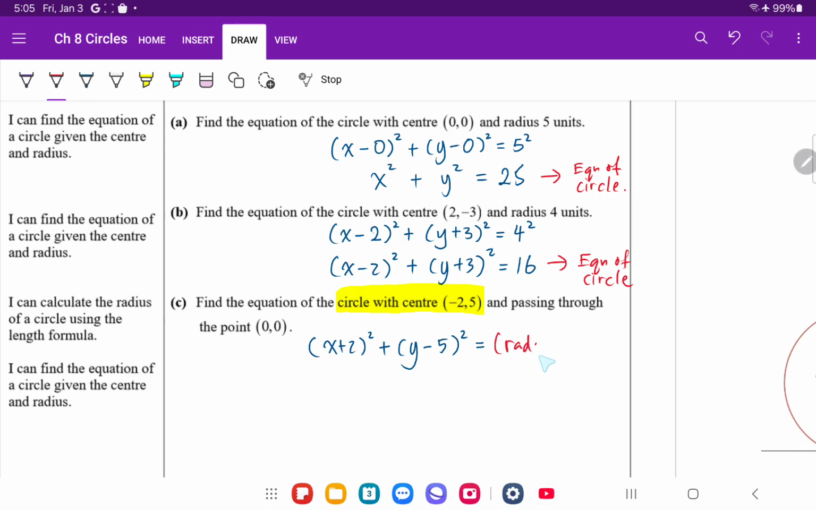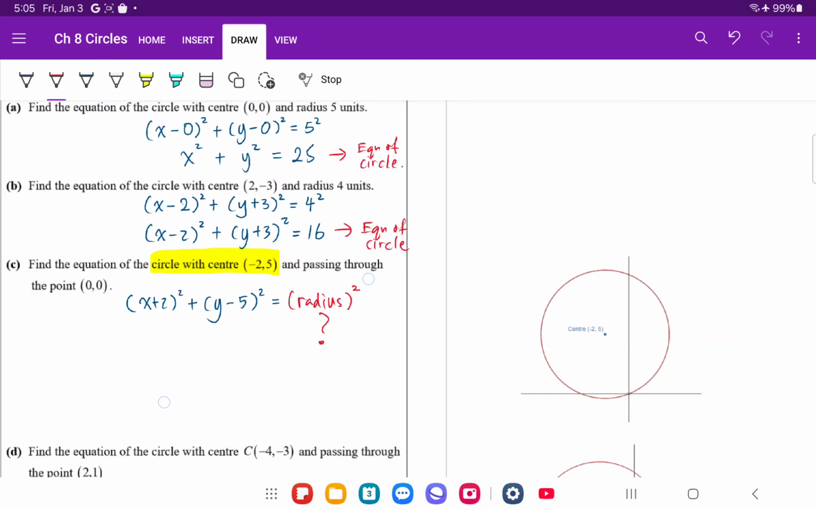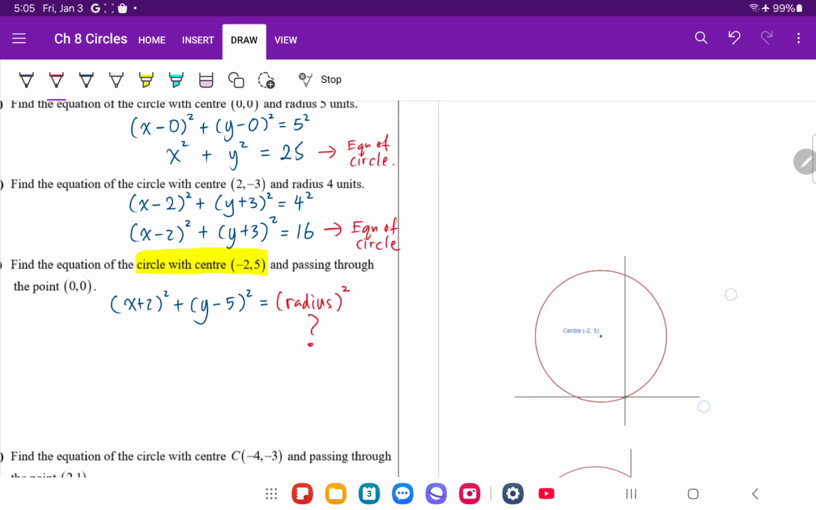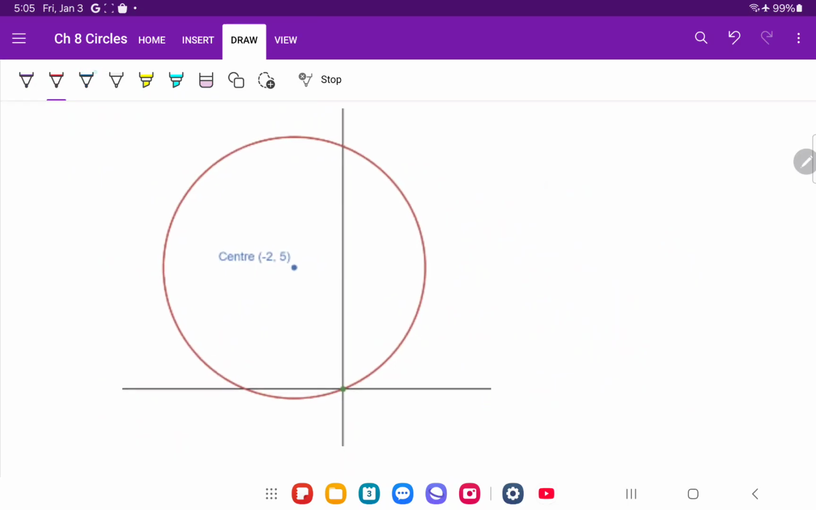I am stuck. The question didn't give me the length of the radius. I do not know this value. How do I find it? Now let's look at the diagram. This is what it means. The circle has center negative 2, 5. It passes through the origin 0, 0. Let me zoom in. It passes through the origin over here, which is 0, 0.